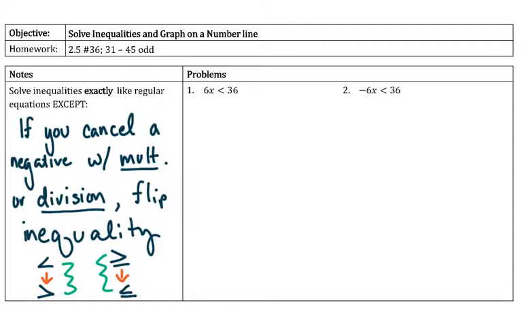So let's look at this happening in an actual problem. As I said with number 1, you've got 6x is less than 36. We're going to solve this like we normally would. We divide our multiplication by 6. That's going to cancel, and we're left with x is less than. So you'll notice the sign stayed the same because we were dividing by a positive. 36 divided by 6 is 6. So my final answer is x is less than 6.